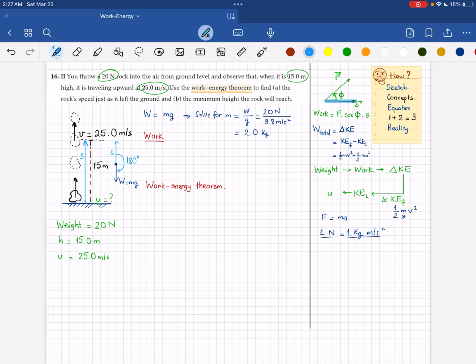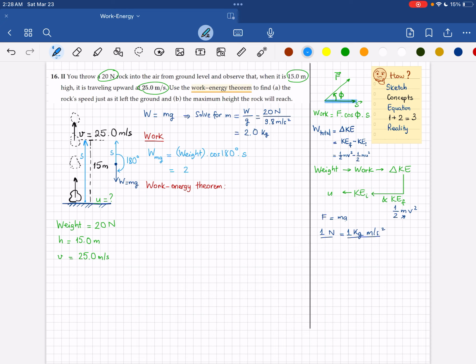So the work by the gravity, I will just put it as mg, that would be the weight, times cosine of that 180 degrees, times the displacement s. Okay, now we got the equation. Just start with the equation. Now plug in the values. So we plug in the values here.